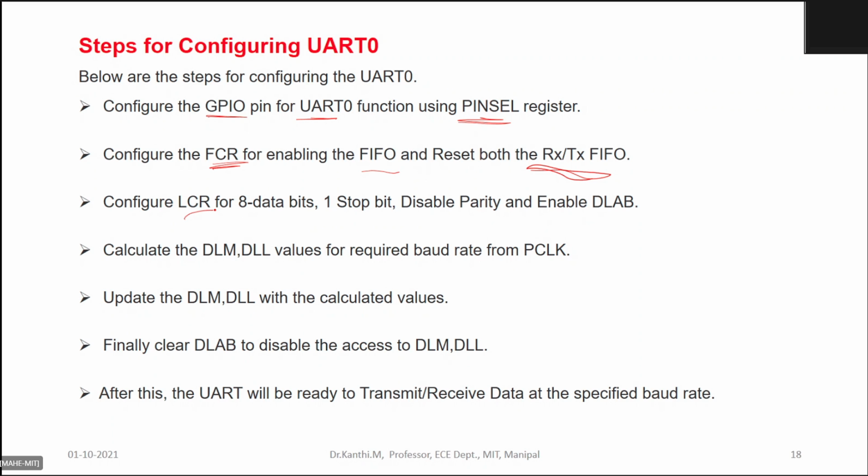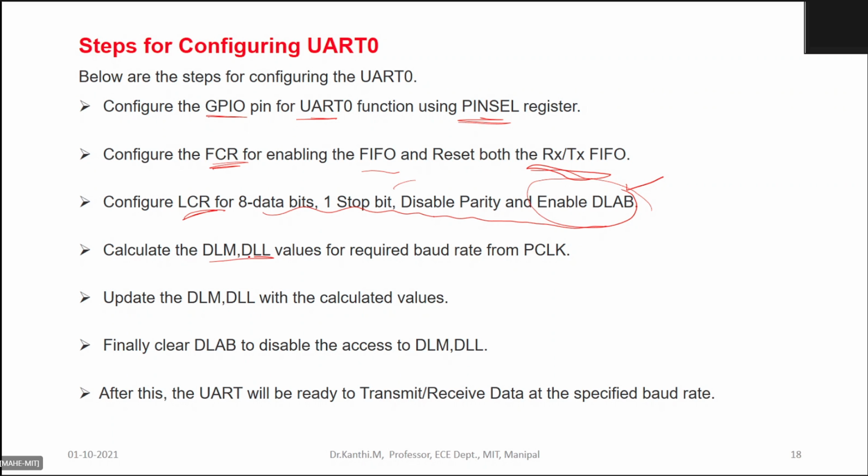Then you configure the line control register with a specific format. As I said, enable the DLAB bit, I think bit 7 or 8. Once or twice when you write and visualize your configuration function, you will be able to understand what data I'm loading in the line control register: for 8-bit data, one stop bit, and I am disabling the parity.